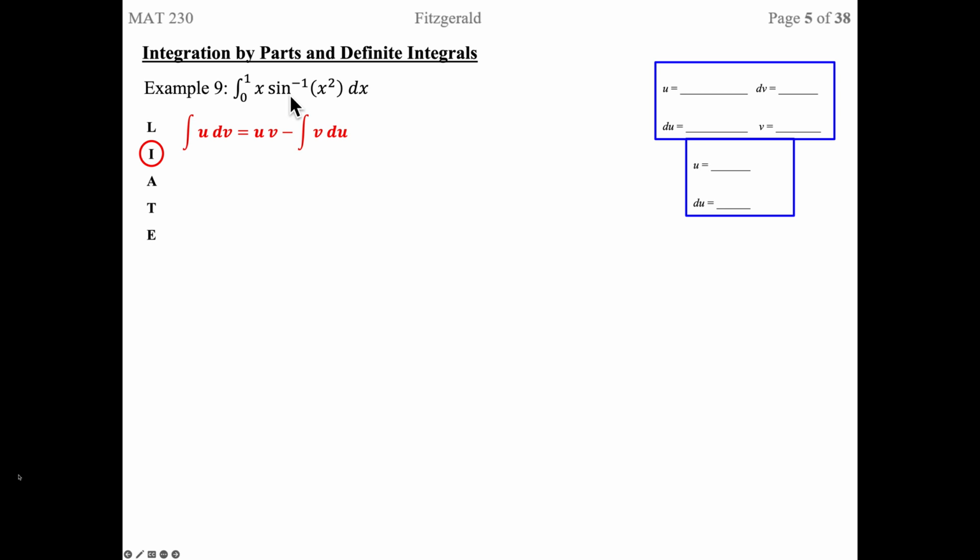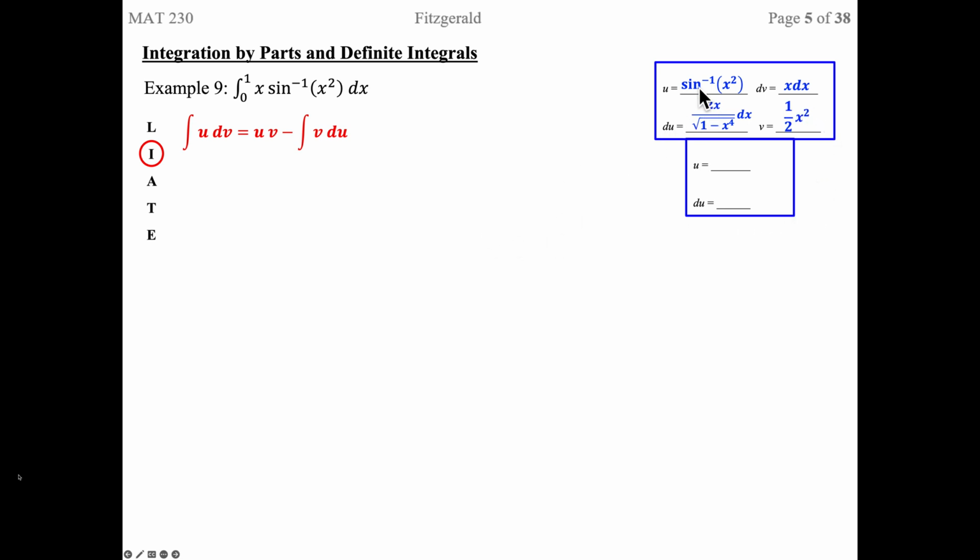Our u will be the inverse sine of x squared. Our dv will be x dx. The derivative of the inverse sine of x squared, if you look at your paper or derivative sheet, it has it on there. It'll be du over the square root of 1 minus u squared. So since my u is x squared, du is 2x. X squared squared is x to the fourth. Integrating x dx is x squared over 2, or 1 half x squared.